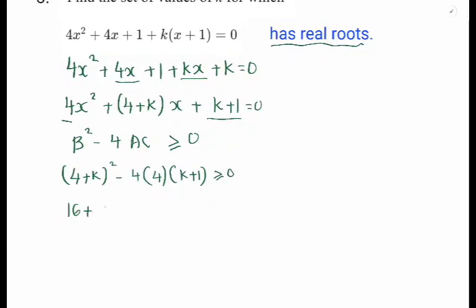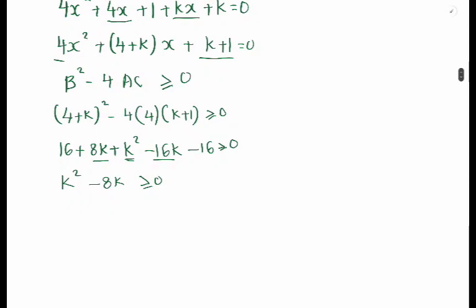16 plus 8k plus k square minus 16k minus 16, bigger or equal to 0. K square, that is this. 8k minus 16k is minus 8k, and then 16 minus 16 is 0, so bigger or equal to 0. So in this case, k into k minus 8, bigger or equal to 0.